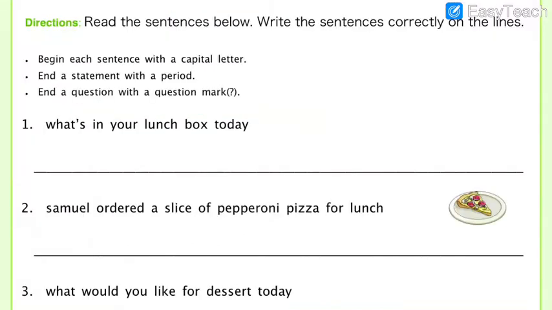So my dear students, this is a very easy worksheet. What do you have to do? Read the sentences below and write the sentences correctly on the lines. That means begin each sentence with a capital letter, end a statement with a full stop, and end a question with a question mark. This is what you have to do.